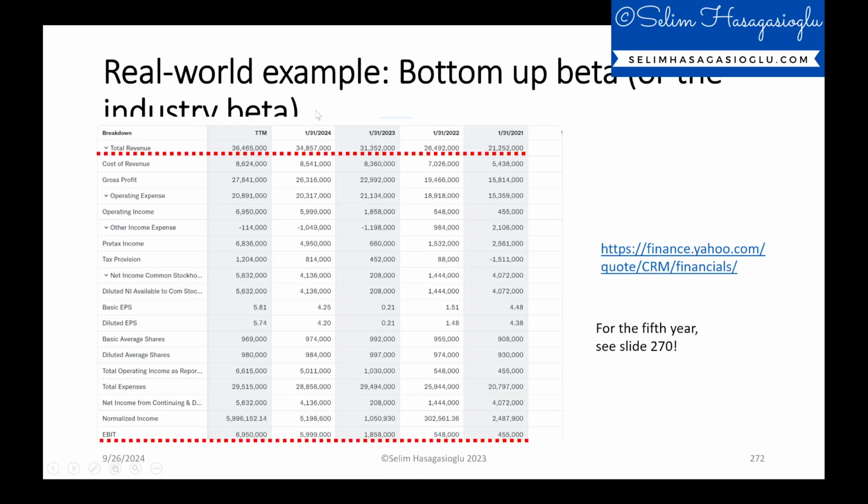And remember, again, for the last 5 years, we will be calculating the operating leverage for all those years in order to compare how these companies stack against one another in terms of their operating leverage. So again, you can look at the total revenue and EBIT values from Yahoo Finance for the last 4 years, and for the fifth year, you can see slide 270, where I use the company's financial statements to get the total revenue and income from operations values to estimate the operating leverage of the company.